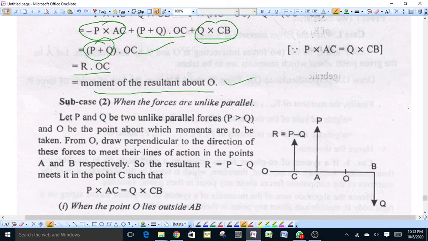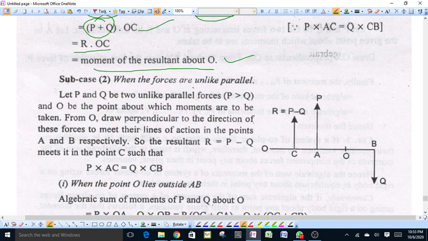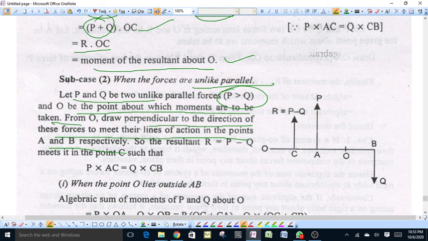Now we take the second sub case when the forces are unlike parallel forces. Suppose that P and Q are unlike parallel forces such that the magnitude of P is greater than Q, and O is the point about which moments are to be taken. Now from O, draw perpendiculars to the direction of these forces to meet their lines of action in points A and B respectively. Because the magnitude of P is greater than Q and the forces are unlike parallel forces, the resultant R will be equal to P minus Q.